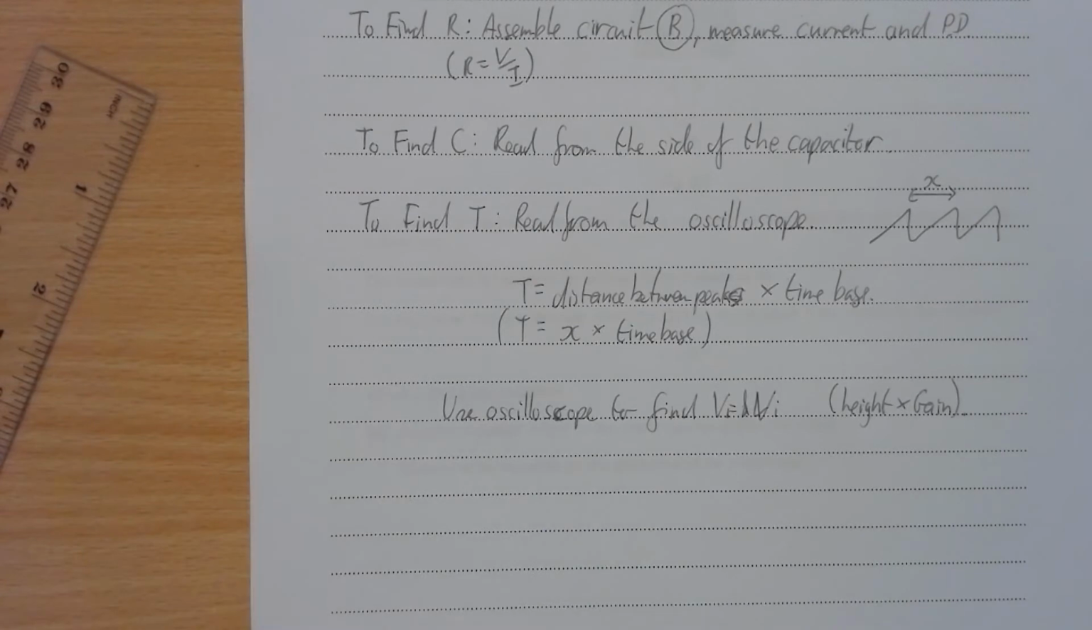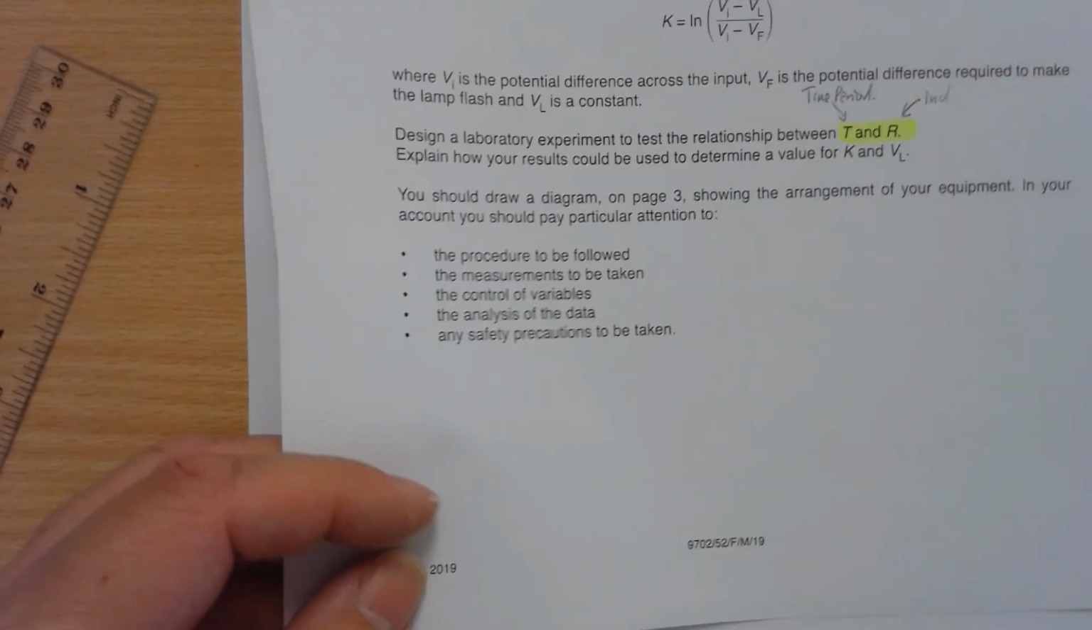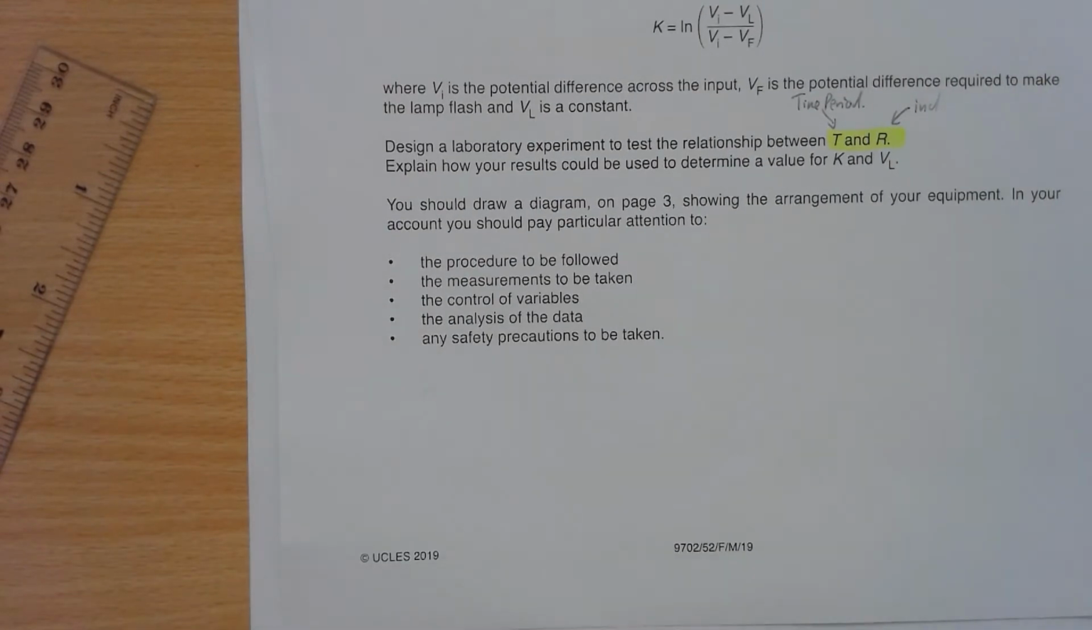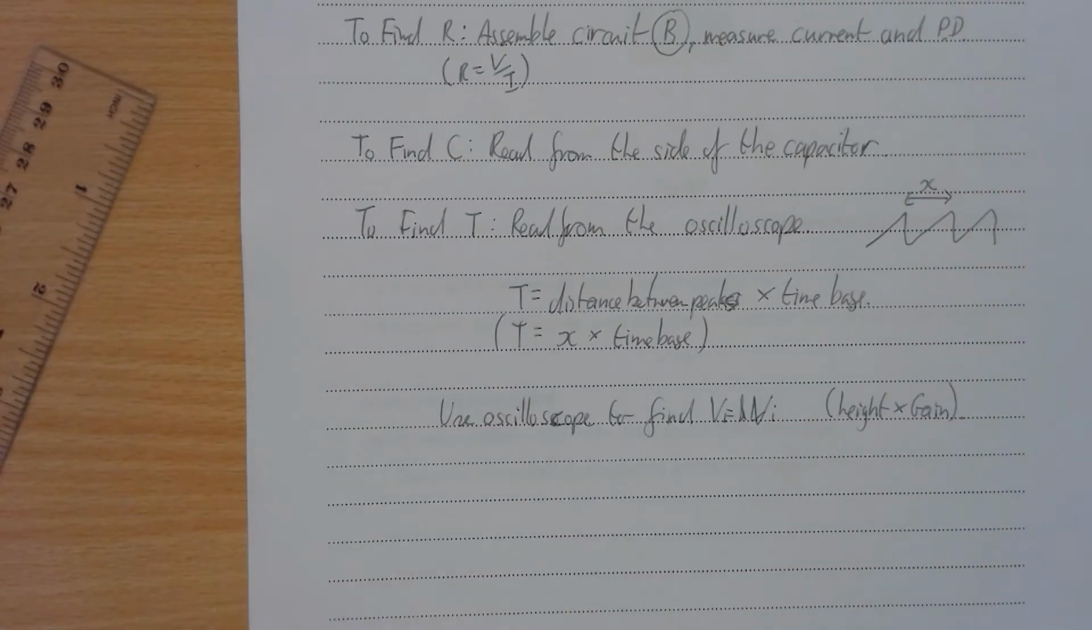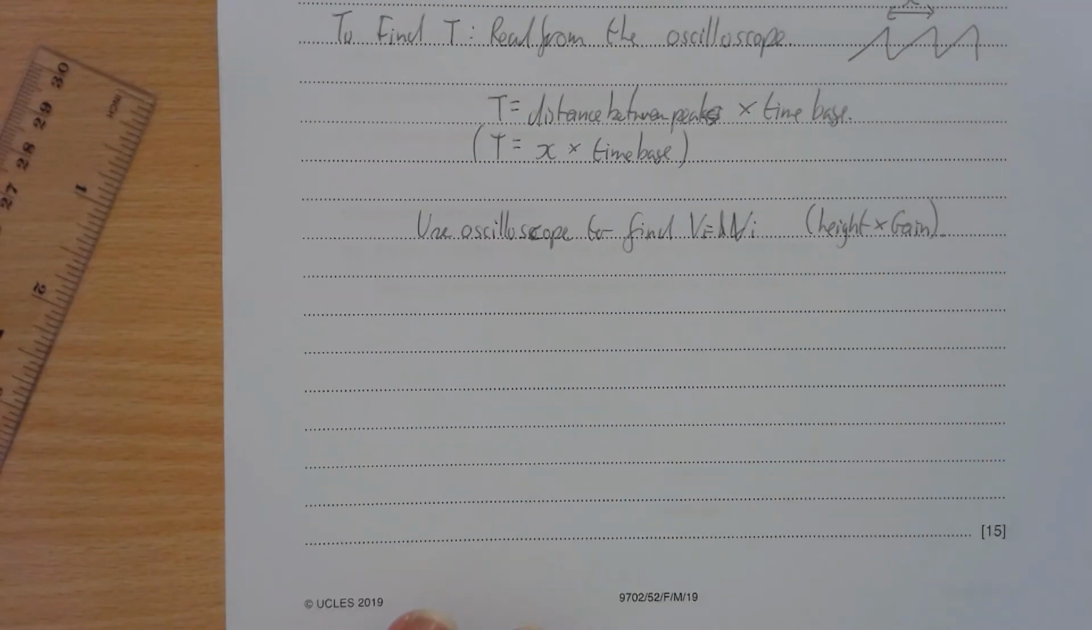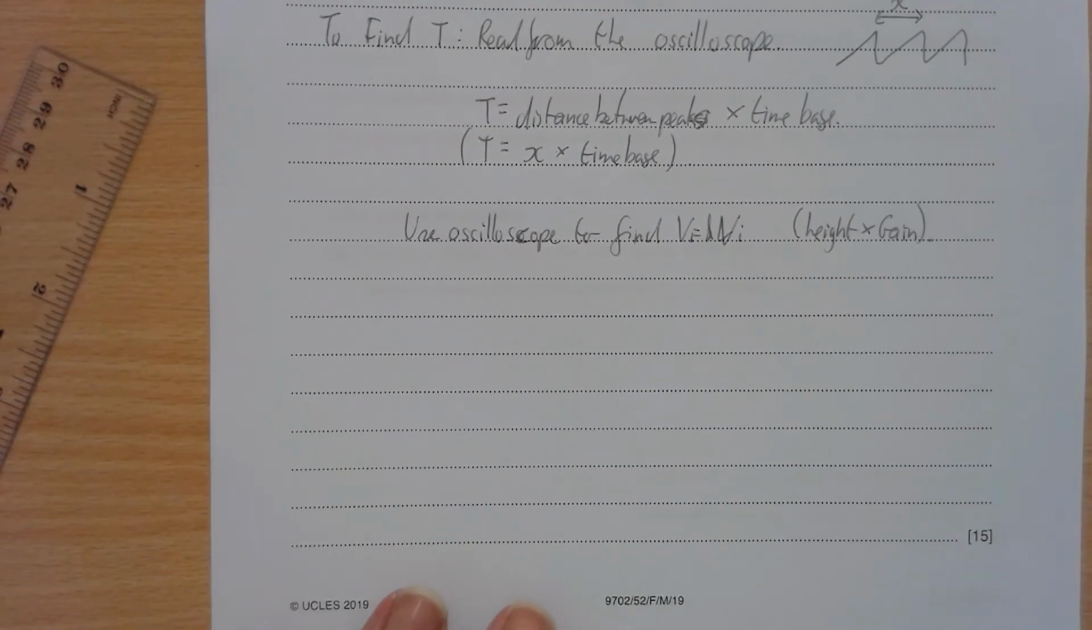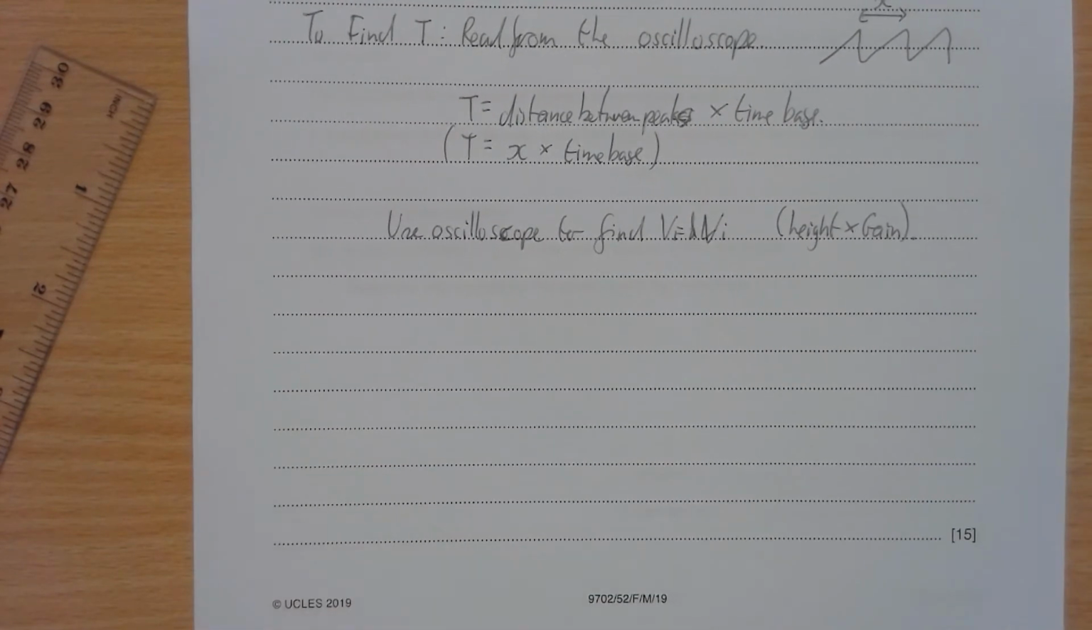Right, now have we addressed everything? We said how we're going to measure everything. We've said what we're controlling. We've said how we're going to analyze the data. The last thing on here is safety precautions. The big thing about safety precautions is you don't put in stuff that's not relevant. So in this experiment, if you say something like wear goggles, you're not going to get the points.